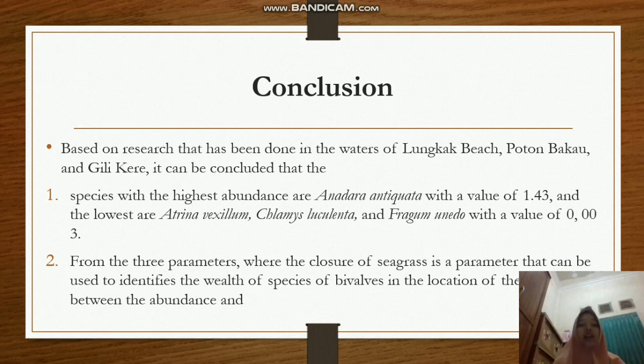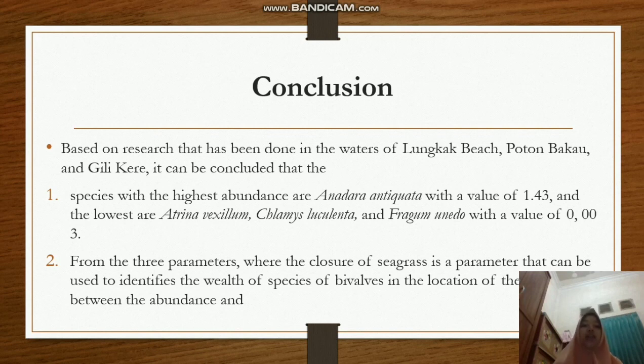We can conclude, based on the research that has been done in the waters of Lungka Beach, Potonbako, and Gilikiri, that the species with the highest abundance is Anadara antiquata, with a value of 1.43, and the lowest are Atrina vexillum, Chlamys senatoria, and Pinna unido, with a value of 0.003.